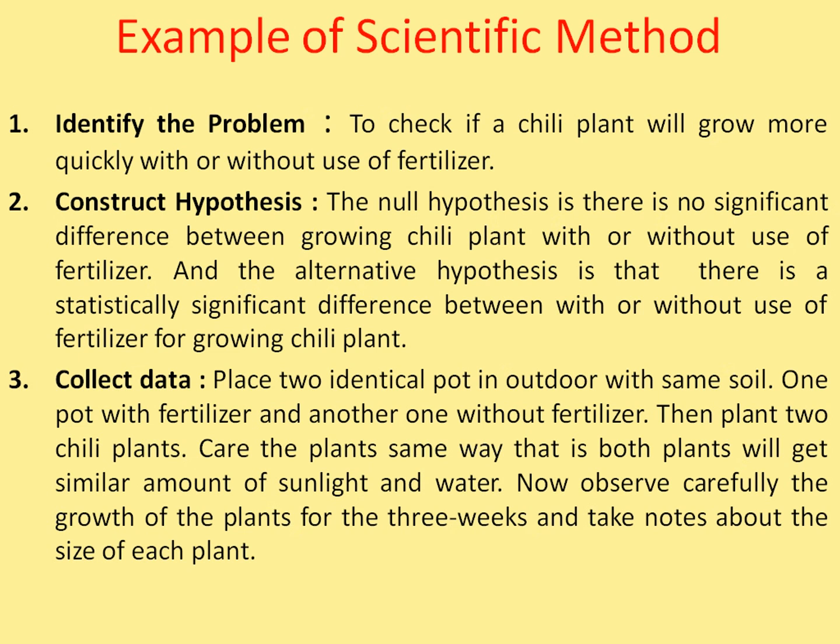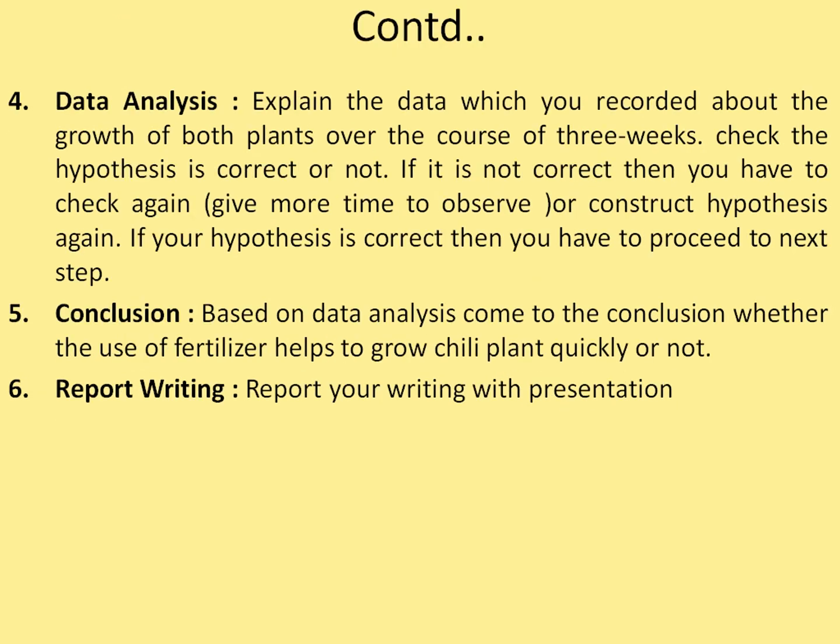For this step, place two identical pots outdoors with the same soil. One pot with fertilizer and another without fertilizer. Then plant two chili plants. Care for the plants the same way, so both plants get a similar amount of water and sunlight. Now observe carefully the growth of the plants for 3 weeks and take notes about the size of each plant. Next step is data analysis.